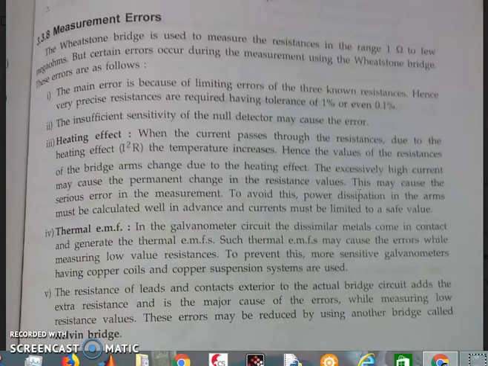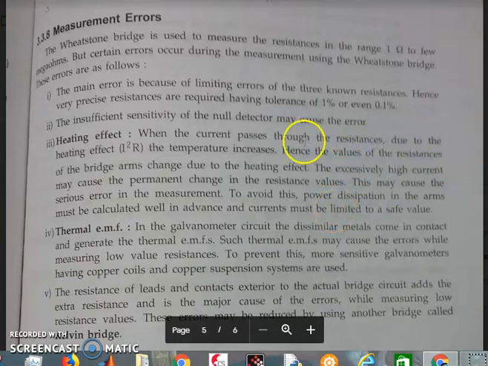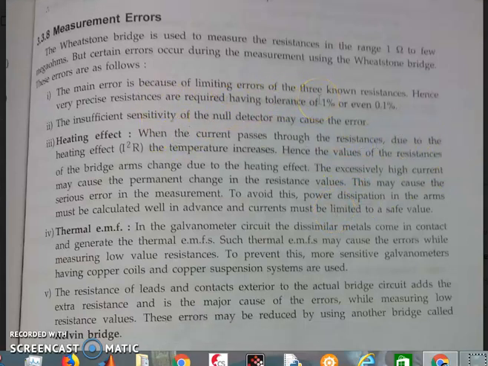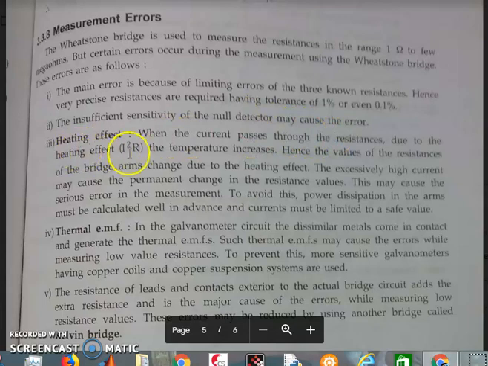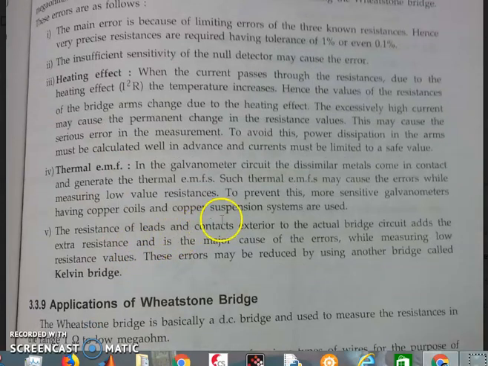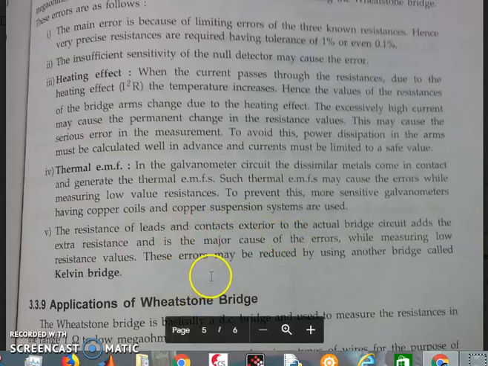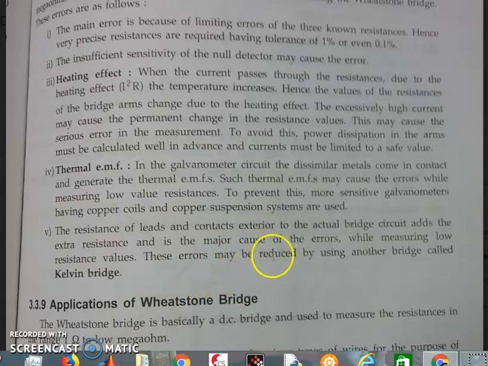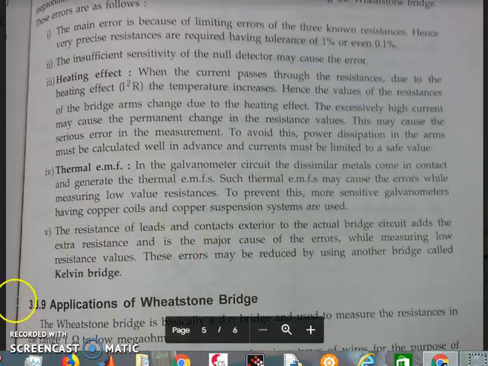And the errors that occur during the measurement are as follows. The main error is because of the limiting error of the three known resistances, hence very precise resistances are required, having a tolerance of 1% or even 0.1%. Second, insufficient sensitivity of the null detector may cause error. Third, heating effect. Fourth, thermal EMF. And fifth, the resistance of leads and contacts exterior to the actual bridge circuit adds extra resistance and is the major cause of error while measuring low resistance values. This error can be reduced by using another bridge called the Kelvin bridge. So these are the limitations of the Wheatstone bridge.